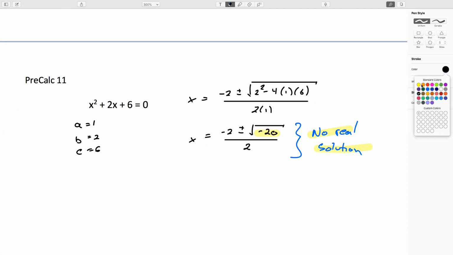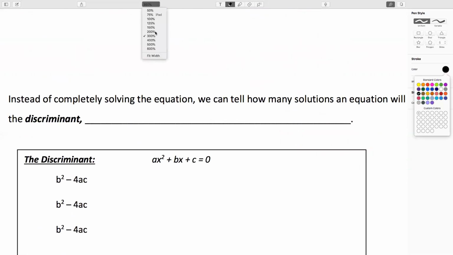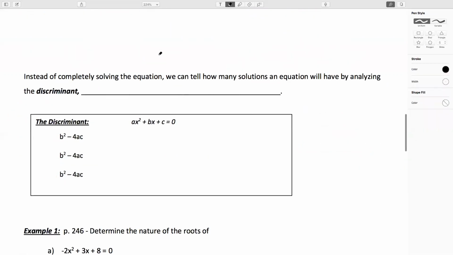All the information we need to know about whether we can solve it has to do with what's in the square root. And the term inside the square root has a special name. It's called the discriminant. So instead of completely solving the equation, we can tell how many solutions an equation has by analyzing the discriminant. And this is the term under the root.